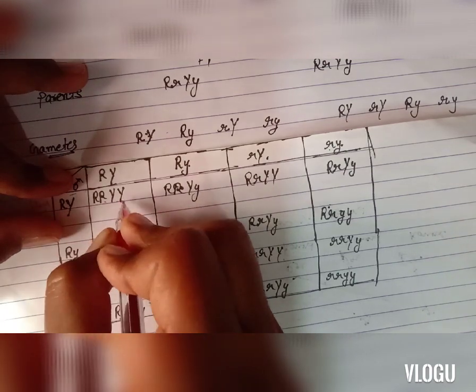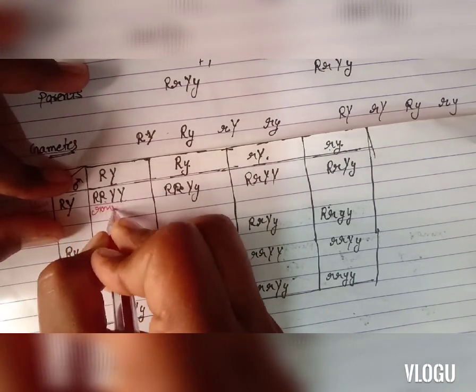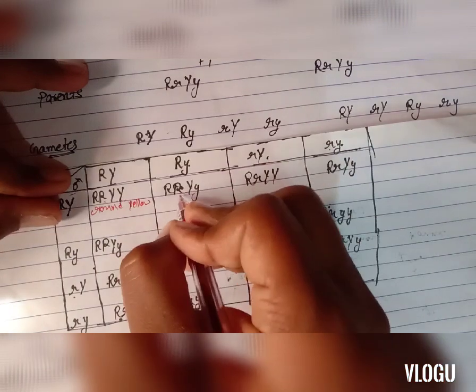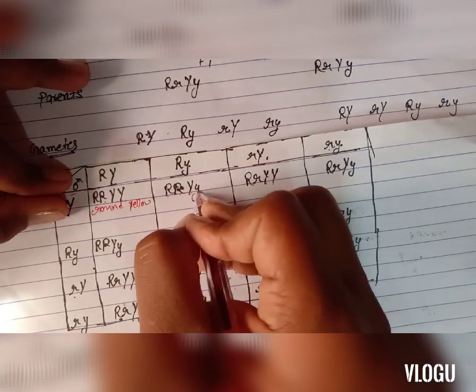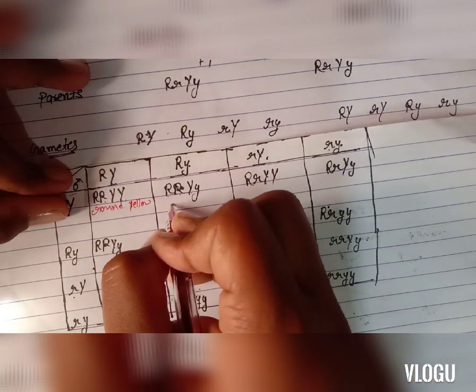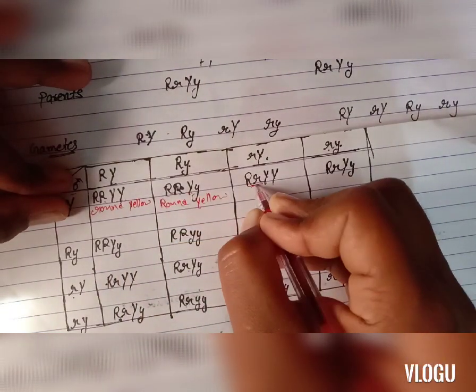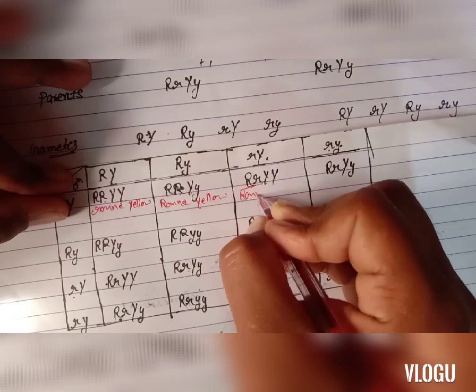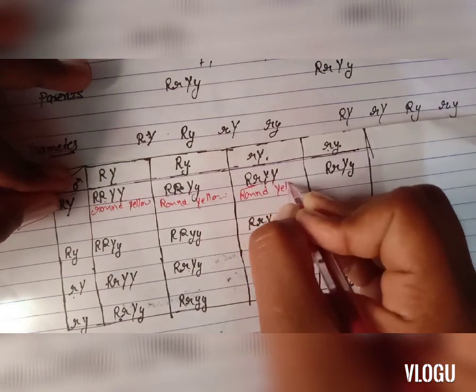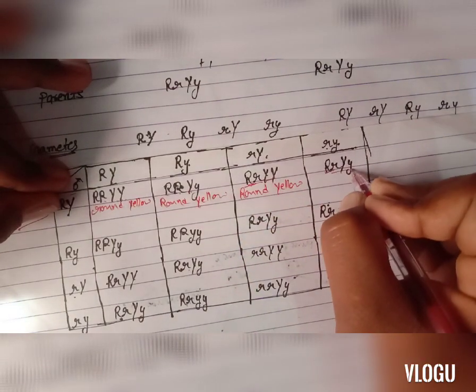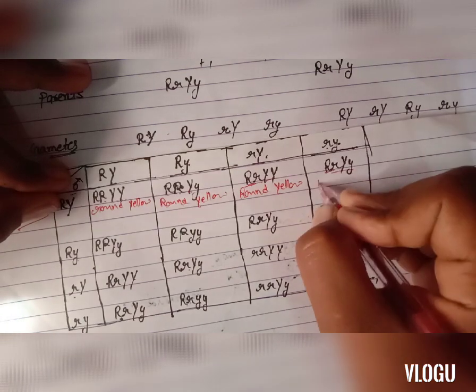Round, capital R, capital Y, yellow. Round, yellow. Here, what will be the round and yellow? Dominant will express here. Recessive will express only in the homozygous state. Round, yellow. Here the heterozygous state is there, but dominant will express round. Capital Y is there, yellow, obviously yellow will form. Here again for both, heterozygous condition is there, but dominant will express. In the shape of seed, round is dominant, and in case of color of seed, yellow is dominant.